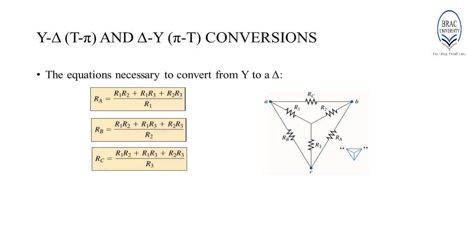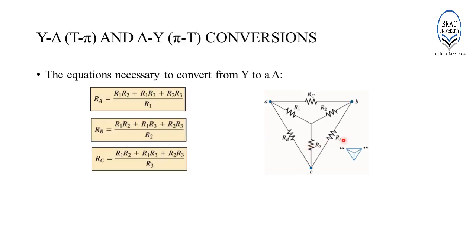In order to transform from Y configuration to delta configuration, these are the three equations which we will need. If you observe carefully, in all three equations, the numerator is the same. That is, the numerator will be equal to R1 times R2 plus R1 times R3 plus R2 times R3. The only change is the value of the denominator.